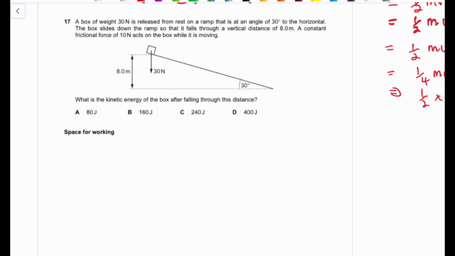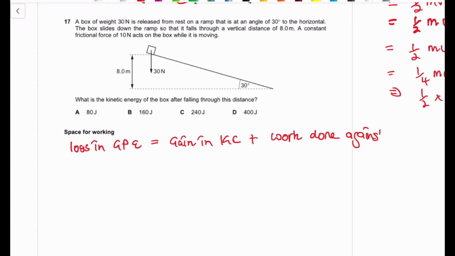So what's happening, guys? We have gravitational potential energy. We know that the loss in the gravitational potential energy is equivalent to the gain in the kinetic energy plus the work that will be done against friction. So the loss in gravitational potential energy is going to be equal to that. The loss in gravitational energy is going to be mgh. That's going to be the gain in kinetic energy, which is what we want to find. But the work done is going to be this distance.